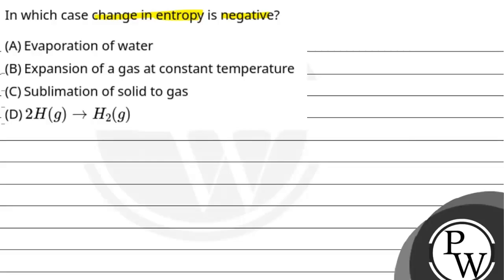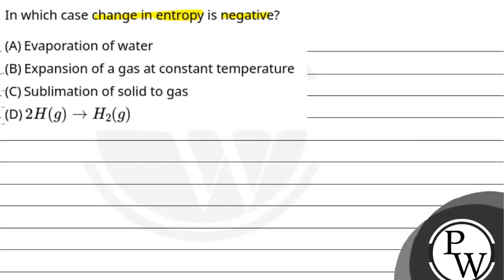Option A says evaporation of water. Option B is expansion of a gas at constant temperature. Option C is sublimation of solid to gas. Option D is 2H in gaseous form react to form H2 gaseous.